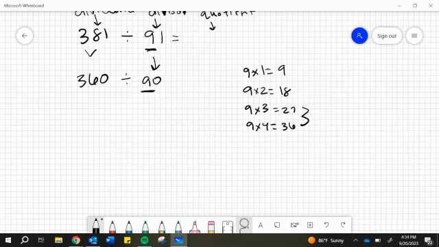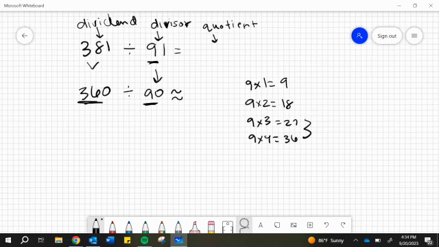Now I can focus on 36 divided by 9, and the squiggly lines mean approximate, right? Because I changed my numbers 381 to 360 and 91 to 90. This helps me get an approximate answer faster. Instead of doing 381 divided by 91, I can just say, 381 is close to 360, 91 is close to 90. I can figure out this division problem faster by estimating. Now I know 36 divided by 9 is 4. And then the zeros in the ones place will cancel out, and my answer is 4.